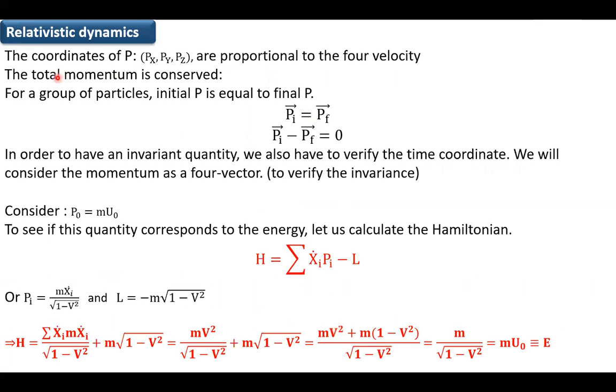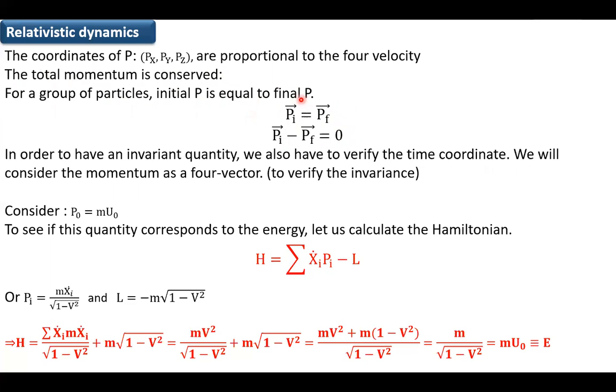So let's go back to the linear momentum, P. It has three coordinates, px, py, pz, as a three vector. These coordinates are proportional to the four velocity: m times ux, m times uy, m times uz, etc. But the total momentum is conserved. So if you have a group of particles, the initial momentum should be equal to the final momentum. So P initial minus P final should be equal to 0.